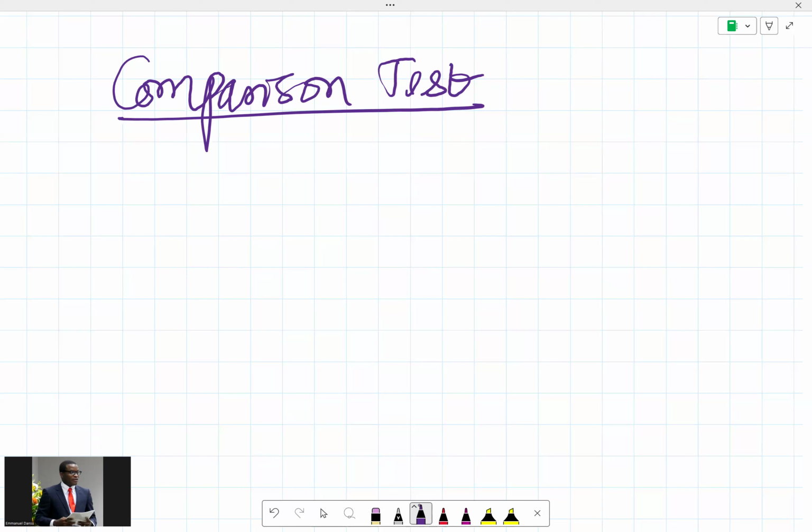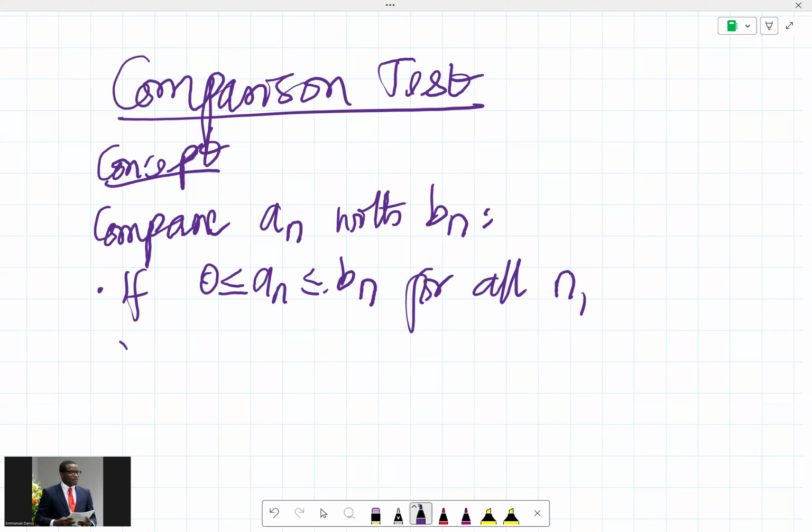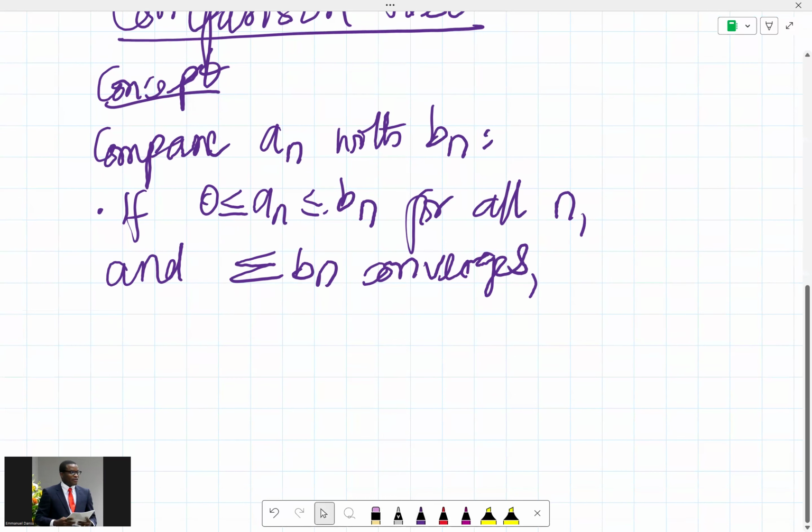Comparison test for convergence, that is. So the concept of the comparison test is such that if you compare a sequence AN with another sequence BN, and based on that comparison, 0 is less than or equal to AN is less than or equal to BN, that is, AN lies between 0 and BN for all N, and the series BN converges, then the series AN also converges.